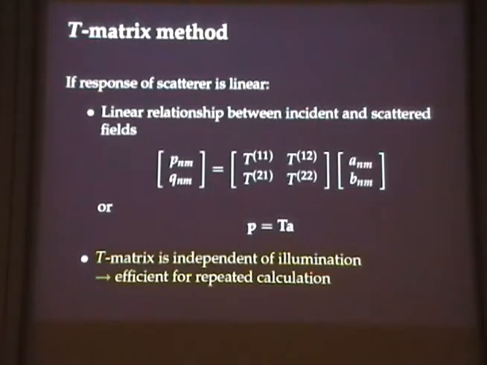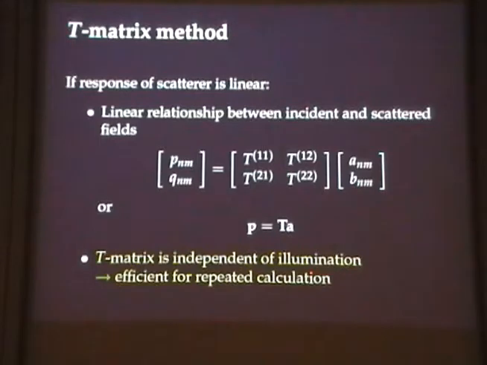It says nothing else about the illumination other than the wavelength. So I can have any incident field. Most of the work for some arbitrary particle will go into calculating this T matrix. Once I have it, I can do repeated calculations, do my 1,000 points, find the force and torque at all of them, in a nice case at less than a second per point. So this is really very, very fast. It's efficient for repeated calculation.